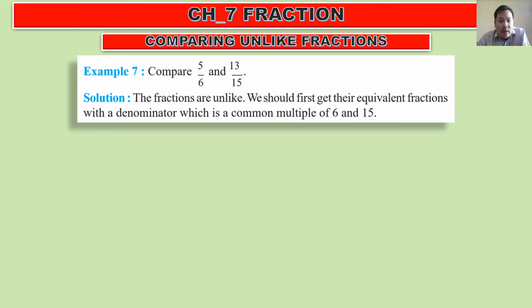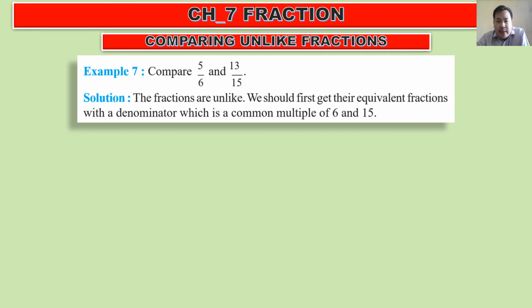In the solution, how we can start is that the fractions are unlike. We should first get their equivalent fractions with a denominator which is a common multiple of 6 and 15. The very simple thing to do is to find the LCM of 6 and 15, so that the denominators of these fractions can be converted into the LCM after we get the LCM.